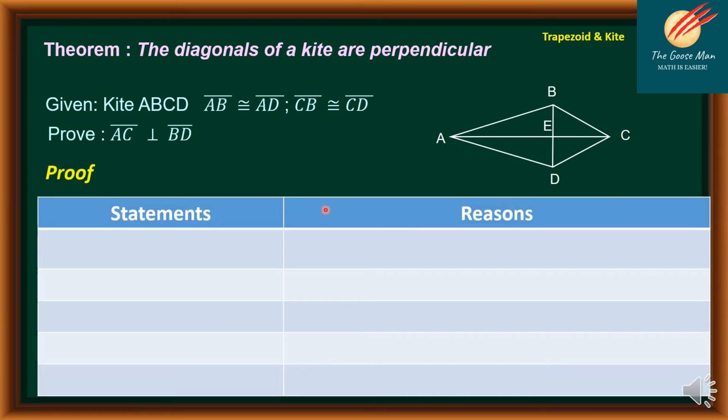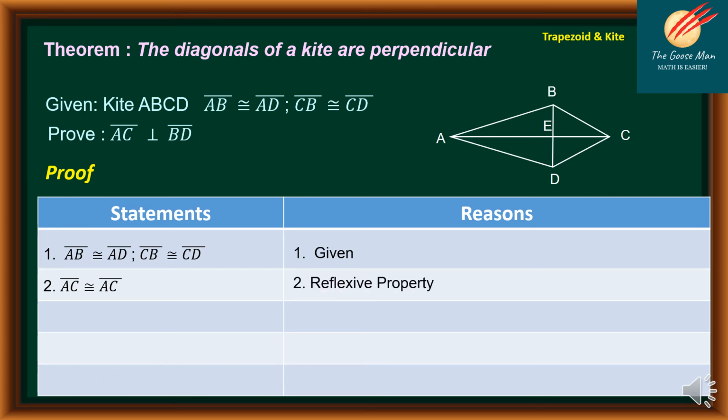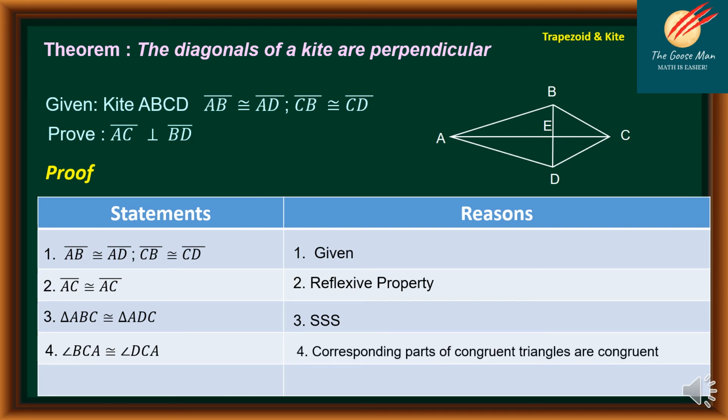Okay, for our proof, statement number 1: AB is congruent to AD, CB is congruent to CD. The reason is the given. For number 2, we can say that AC is congruent to AC, because of the reflexive property of equality. For statement number 3, triangle ABC is congruent to triangle ADC because of the SSS theorem, or side-side-side theorem. Next, we have angle BCA is congruent to angle DCA because corresponding parts of congruent triangles are congruent.